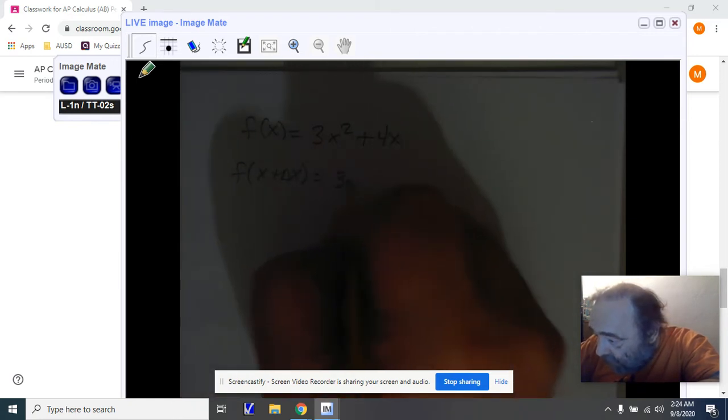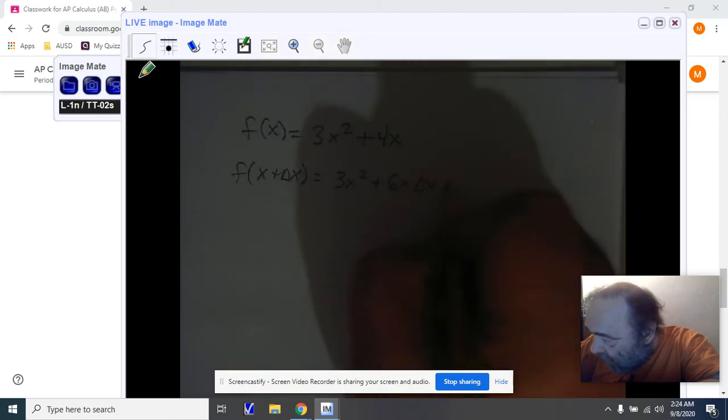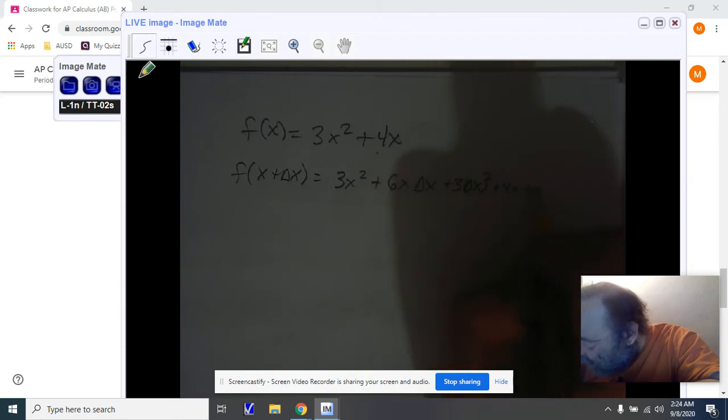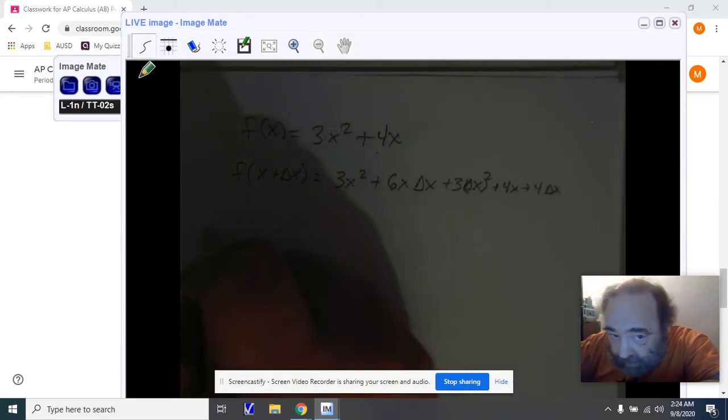That's 3x squared plus 6x delta x plus 3 delta x squared. And then we have this piece. So plus 4x plus 4 delta x. Woohoo! Now we're going to put it into our limit statement.